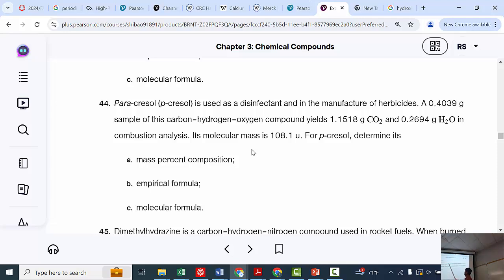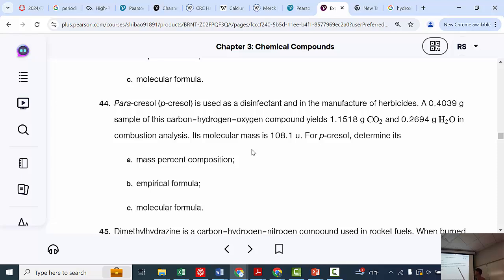Paracresol is used as a disinfectant in the manufacture of herbicides. A 0.4039 gram sample of this carbon, hydrogen, oxygen. So now they're telling us there's oxygen here. And so we solve this differently. And so we're going to go from grams of CO2 to moles of CO2, moles of CO2 to moles of carbon. But we don't stop there. We're going to go from moles of carbon to grams of carbon. The reason we're going to go all the way to grams of carbon is we have to figure out the grams of oxygen by subtraction.